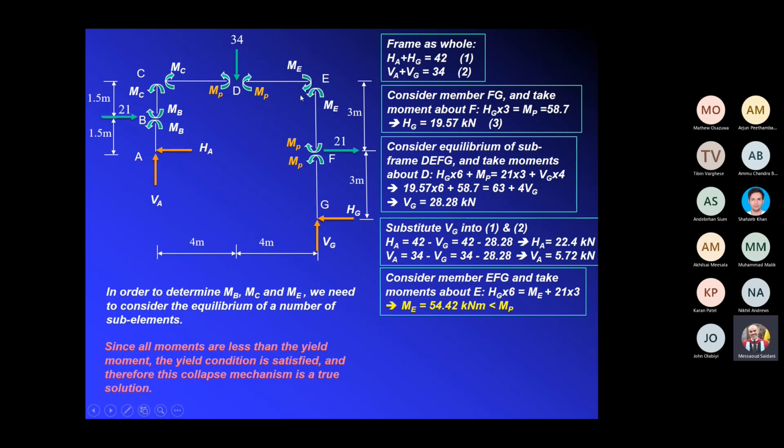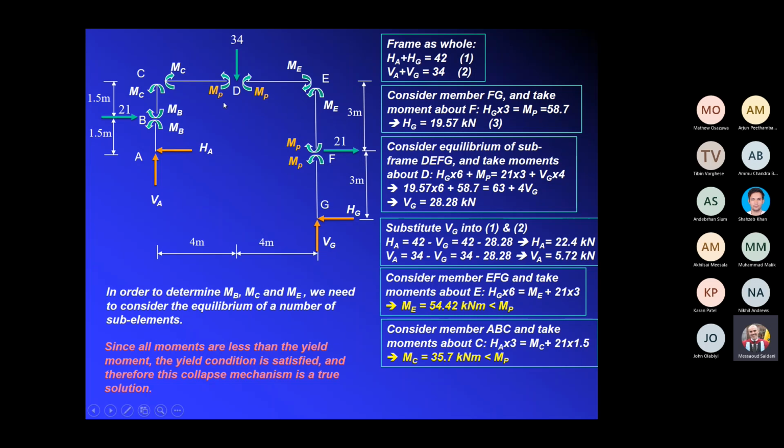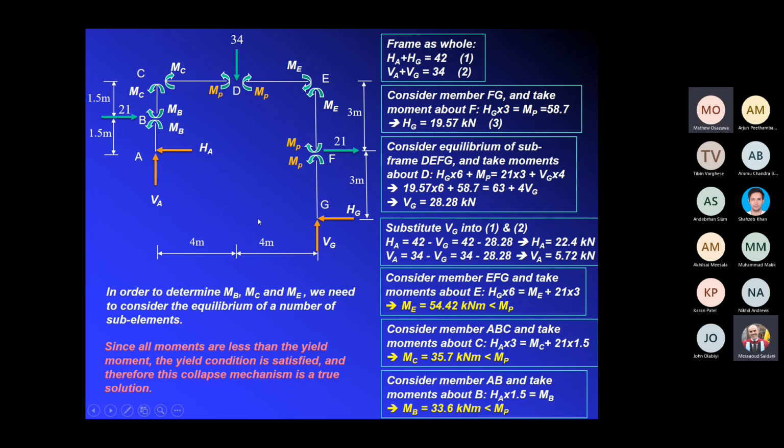If I take a cut at E, straight away I will get the moment at E, which is 54.42, and you can see it's less than MP, okay, which is 58.7. Then what I've done, I've taken the equilibrium of A, B, C, this one here. So when you take a cut at C, we know HA, we know VA. So straight away you get the moment at C as 35.7, which is less than MP. And finally, I'm going to take a cut at B, which is what I've done here.